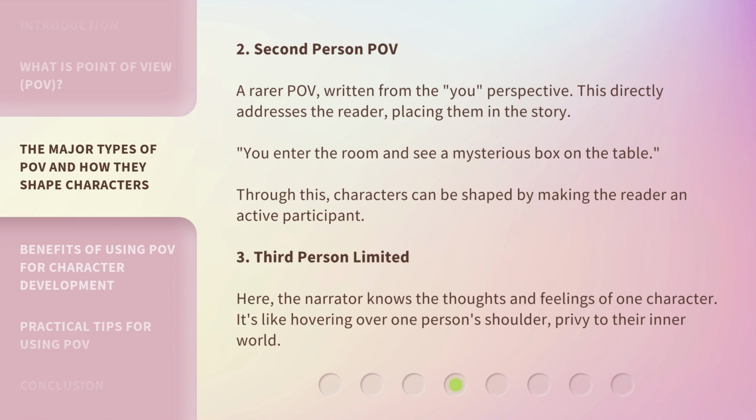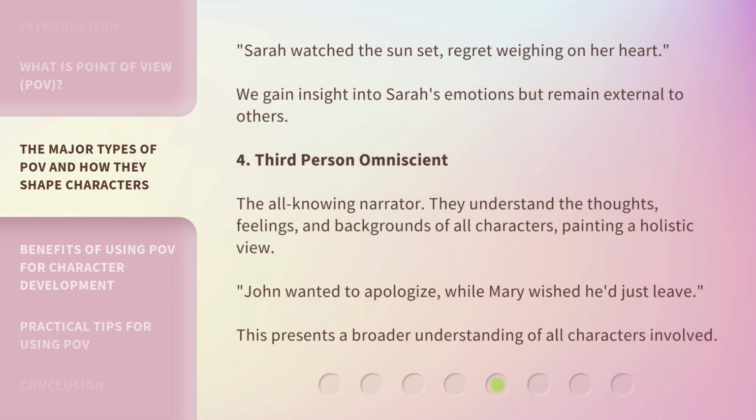3. Third-person limited. Here, the narrator knows the thoughts and feelings of one character. It's like hovering over one person's shoulder, privy to their inner world. Sarah watched the sun set, regret weighing on her heart. We gain insight into Sarah's emotions but remain external to others.